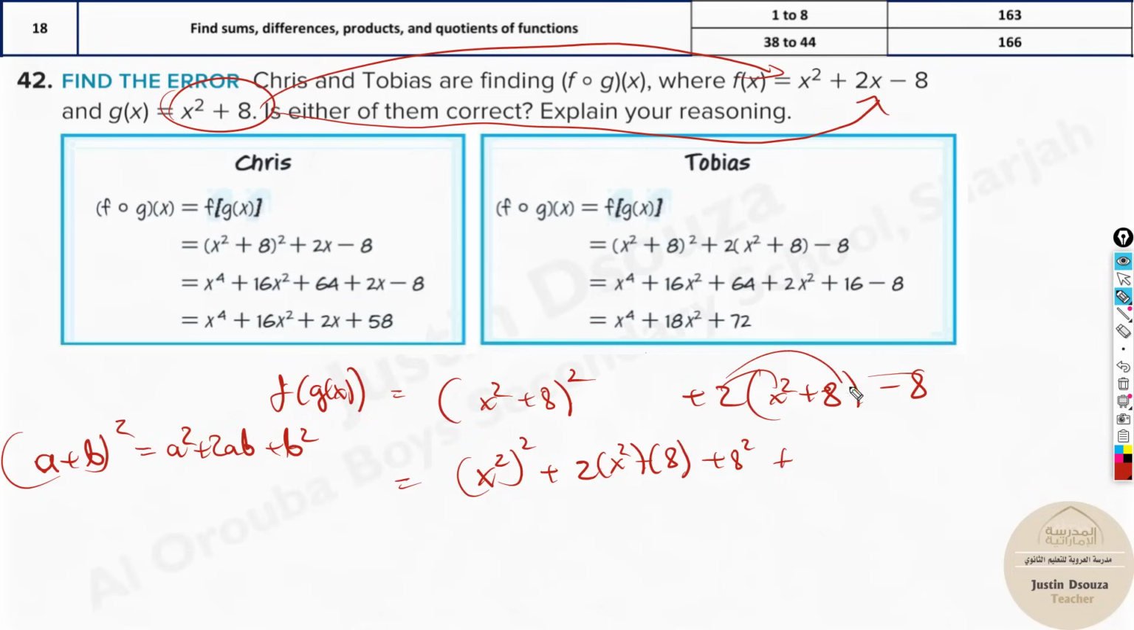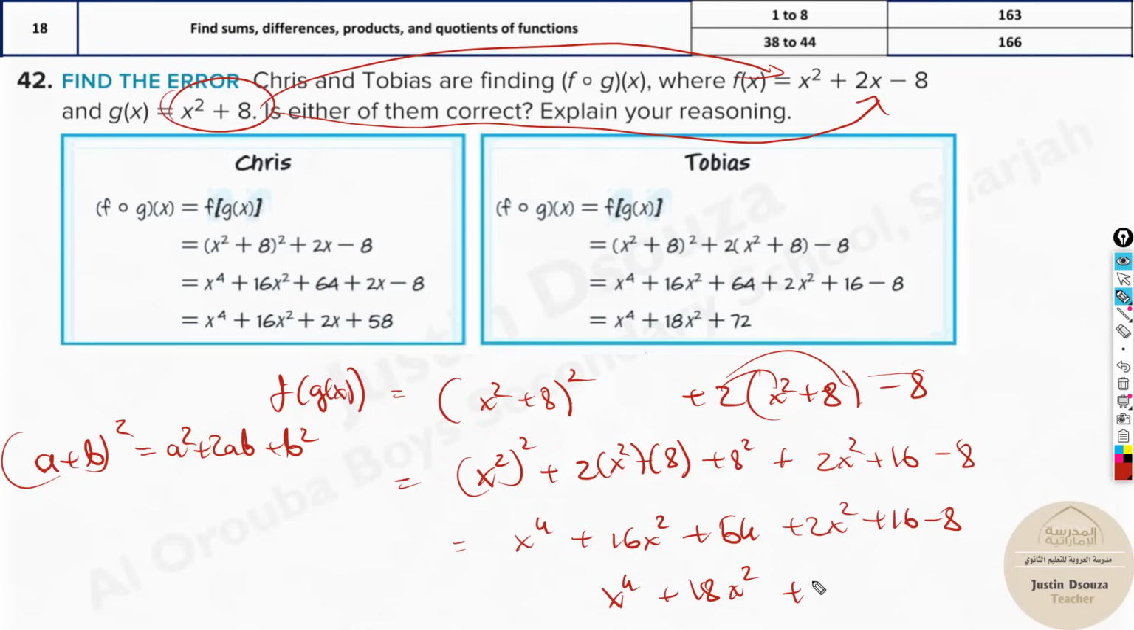And over here it's very simple, it's just the distributive property. It will be 2x squared plus 16 minus 8. Now here it is x to the power 4 plus 2 times 8, which is 16, x squared plus 64, plus 2x squared plus 16 minus 8. So add them all up, it will be 64 plus 16 minus 8, that's going to be 72. So x to the power 4 plus 16 plus 2 is 18x squared plus 72. This is the final answer.